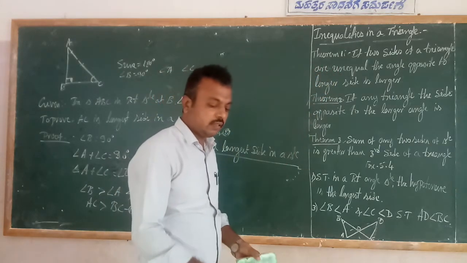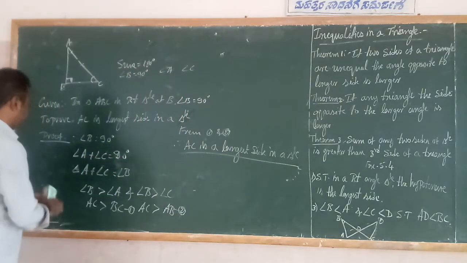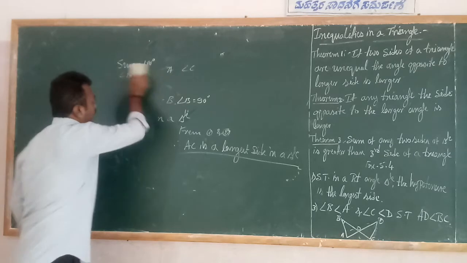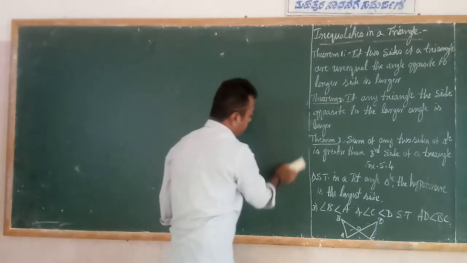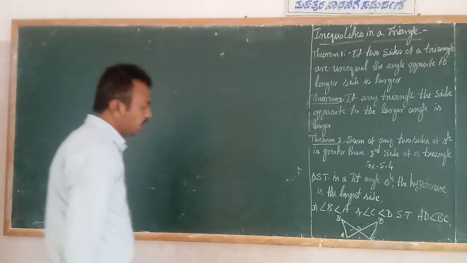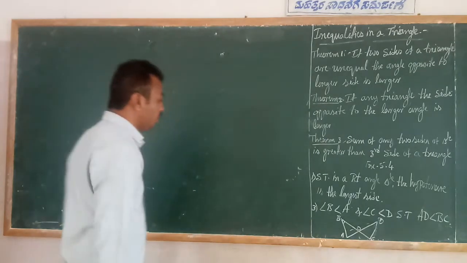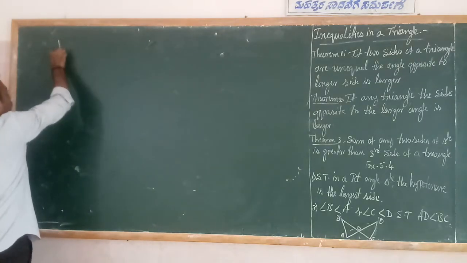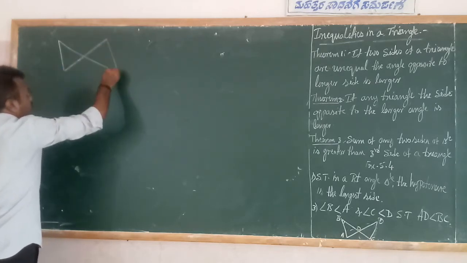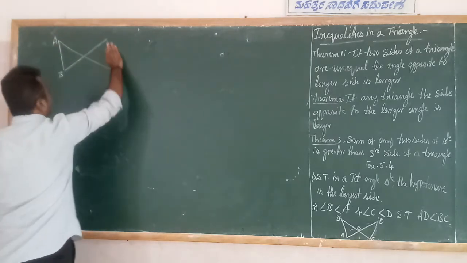Okay students, next I will come to the next question. The second one, as it is there, you have to do on your own. I will go to question number 3. What is question number 3? Angle B is less than angle A, angle C is less than angle B, show that AD is less than BC. Okay, I will draw a diagram. This is A, this is B. Okay, not like that.